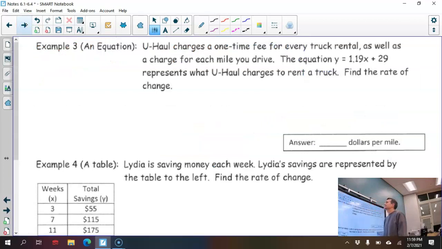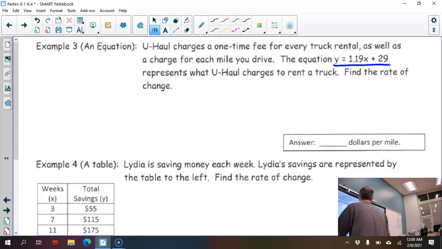All right. How about example 3? You have an equation. Have you guys ever rented a U-Haul before? I've done this several times when I have moved or had to move something. U-Haul charges a one-time fee for every truck rental, as well as a charge for each mile you drive. The equation y equals $1.19x plus 29 represents what U-Haul charges to rent a truck. Find the rate of change.